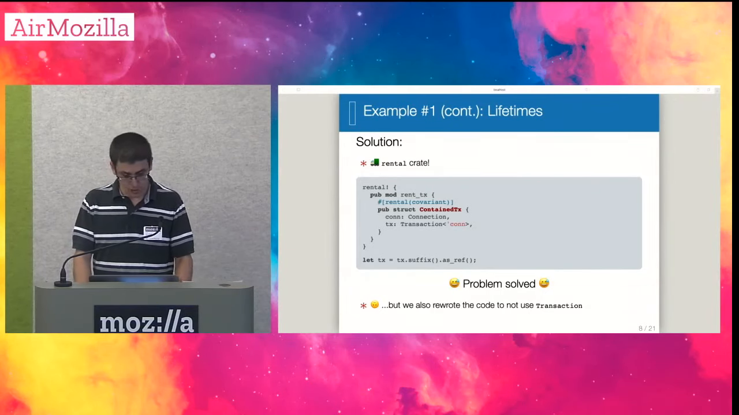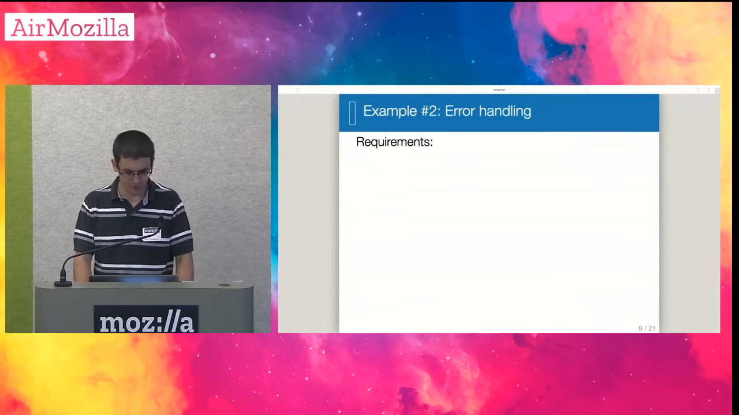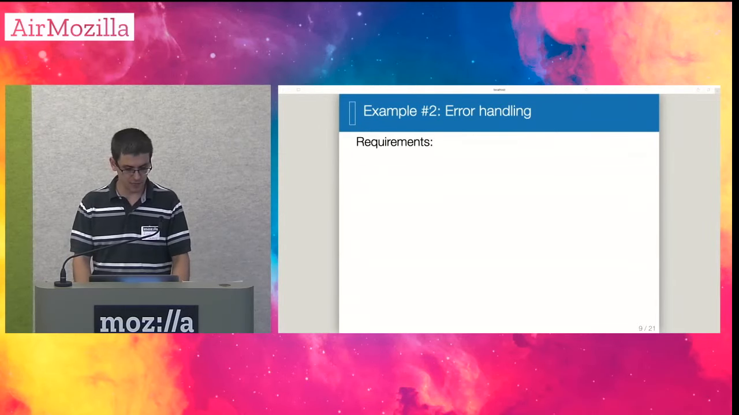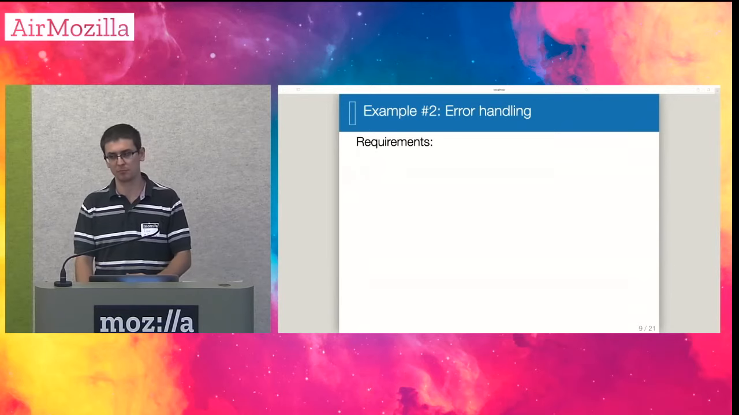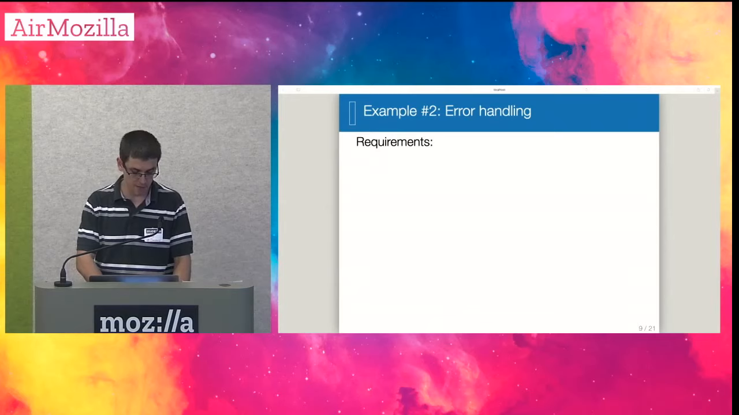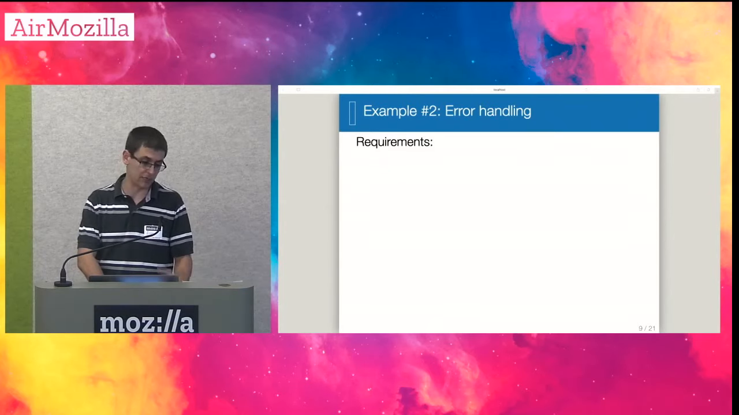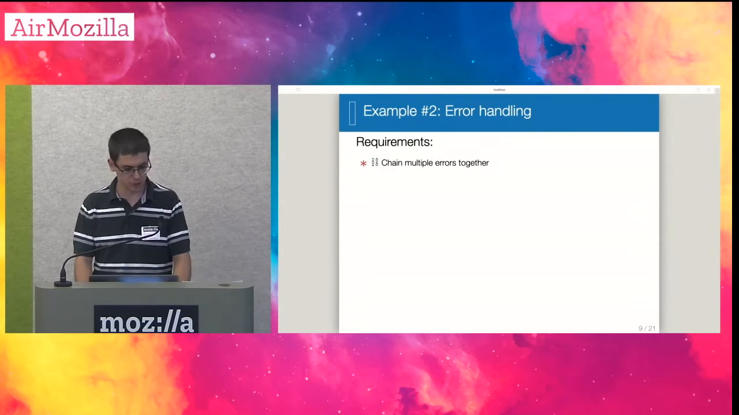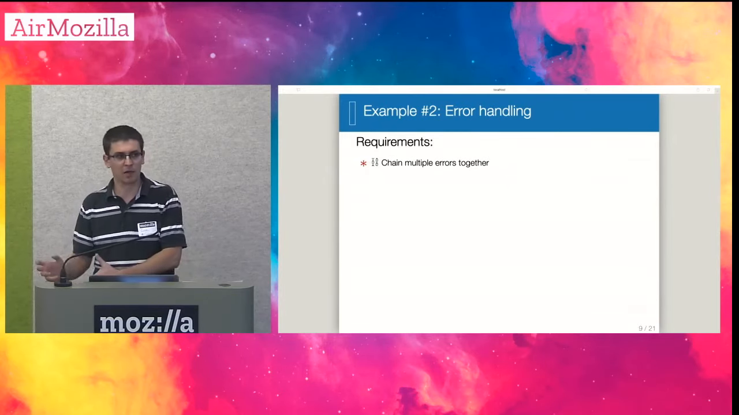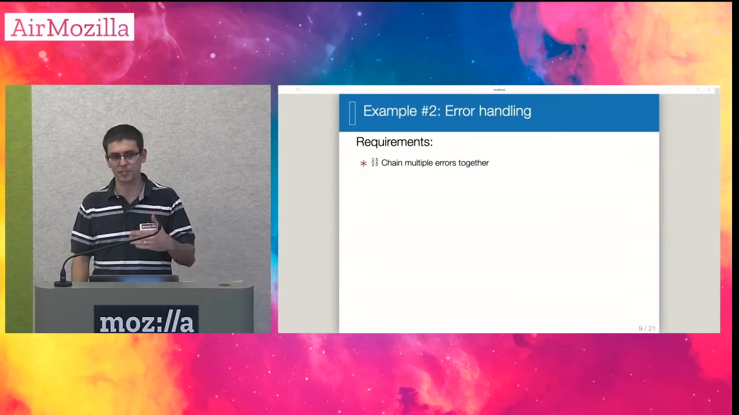There was another example which took me a while to figure out fully, and maybe that's related to me not having a lot of Rust experience at the time. That was error handling, and there was a bunch of requirements which I came with originally that I wanted this error handling in our system to have. One of the first requirements was that it should be possible to chain multiple errors together. It's a natural requirement. If you have a lower level error, sometimes you want to add more context and wrap it into a higher level error, and maybe you do that multiple times.